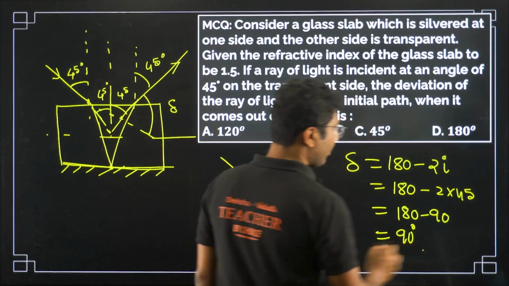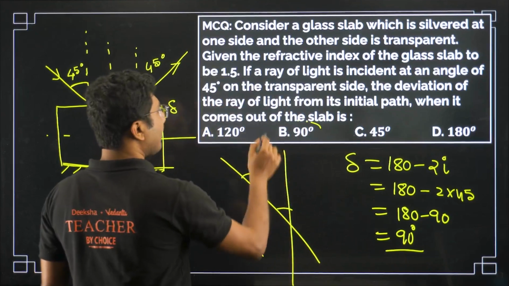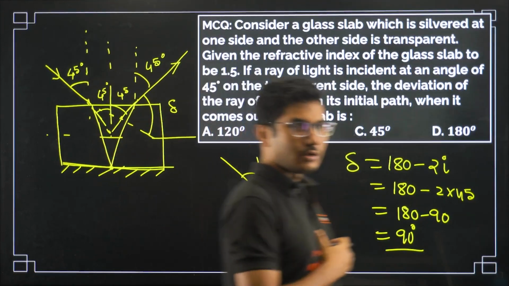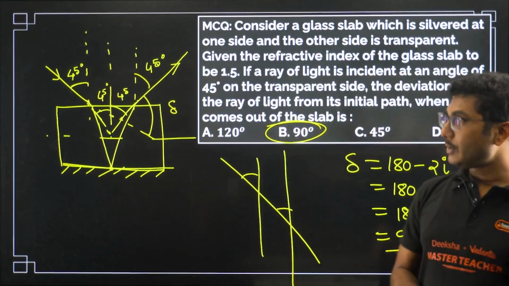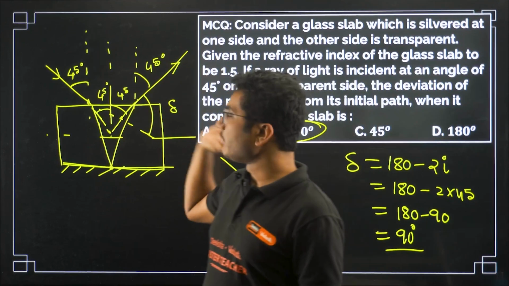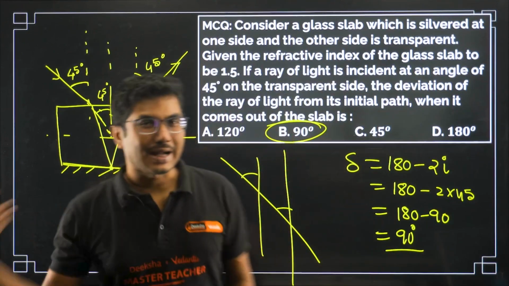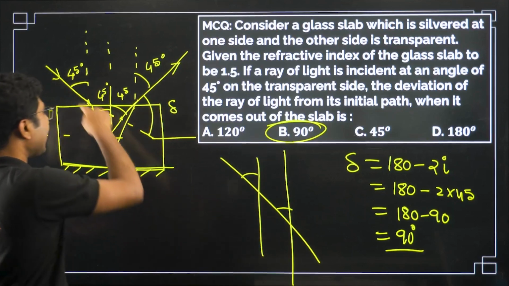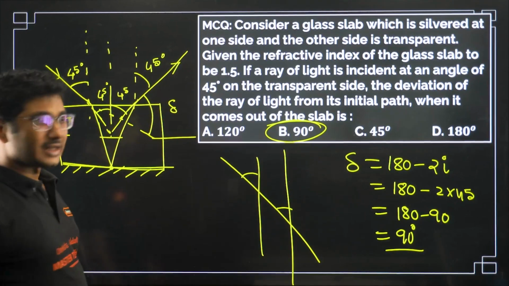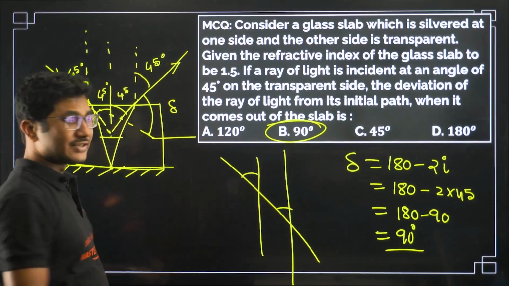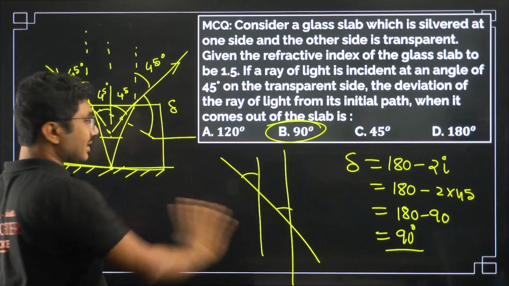The problems in KCET are not mathematically super difficult. Logically they can be. If you understand the logic, then you can solve such questions with ease. The formula is simple, the calculation is simple. You don't need to calculate the angle of refraction or the angle of incidence over here. Those parts are not required.